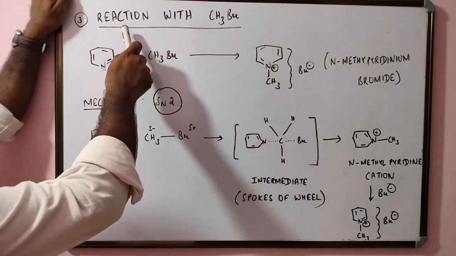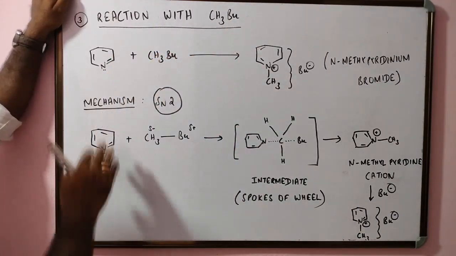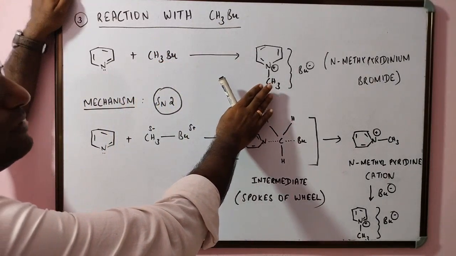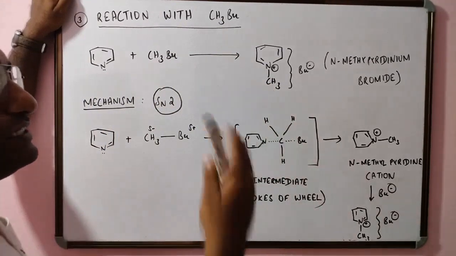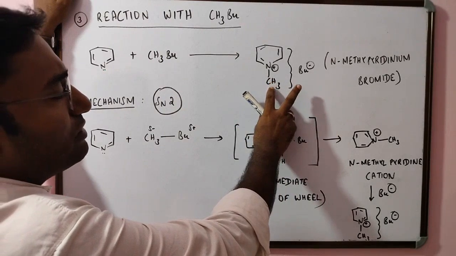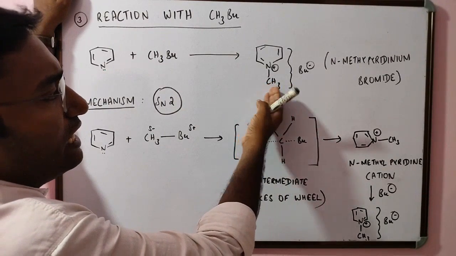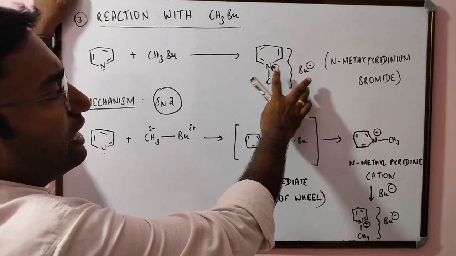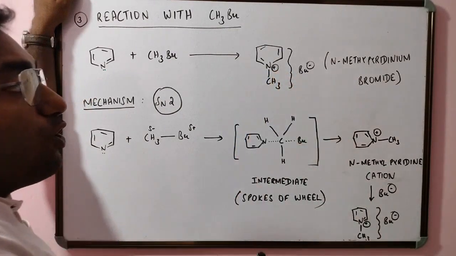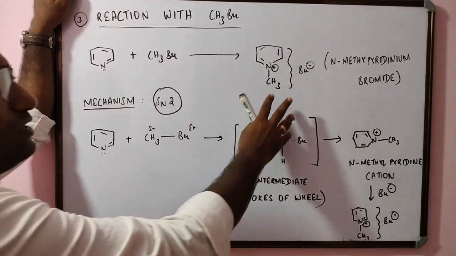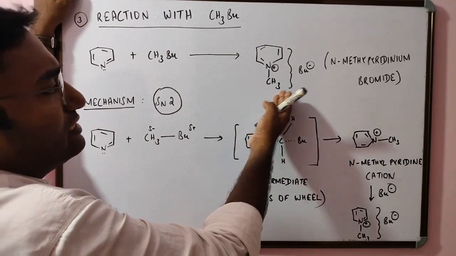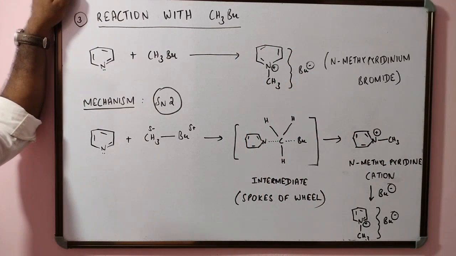Number 3. Reaction with methyl bromide. Pyridine reacts with methyl bromide to form N-methyl pyridinium bromide, which is a salt. In chemistry, a salt is an assembly of positively charged cation and negatively charged anion held to each other via electrostatic forces of attraction or ionic bond. A salt is electrically neutral because it contains equal number of cations and anions.